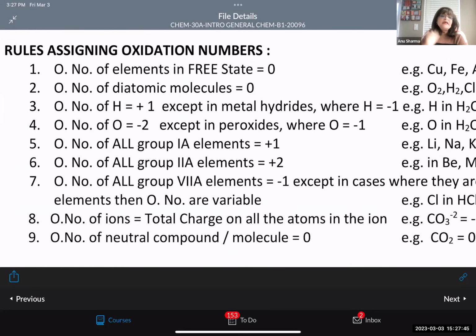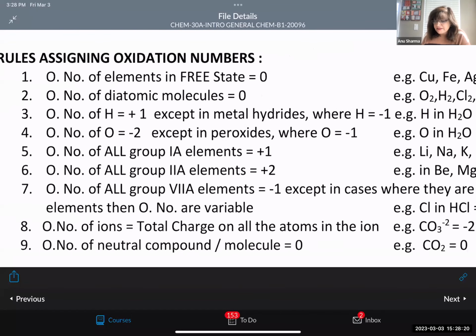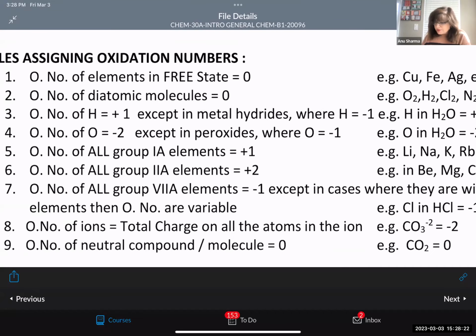These rules are all in your handout. The oxidation number of elements in the free state is 0. This means the electrons have not left the atom; they are still sticking with the neutral atom. The oxidation number in diatomic molecules such as Cl2, H2, O2, N2, Br2, and I2 is 0. Free state means an uncombined state, for example copper, iron, and silver, and it is 0.